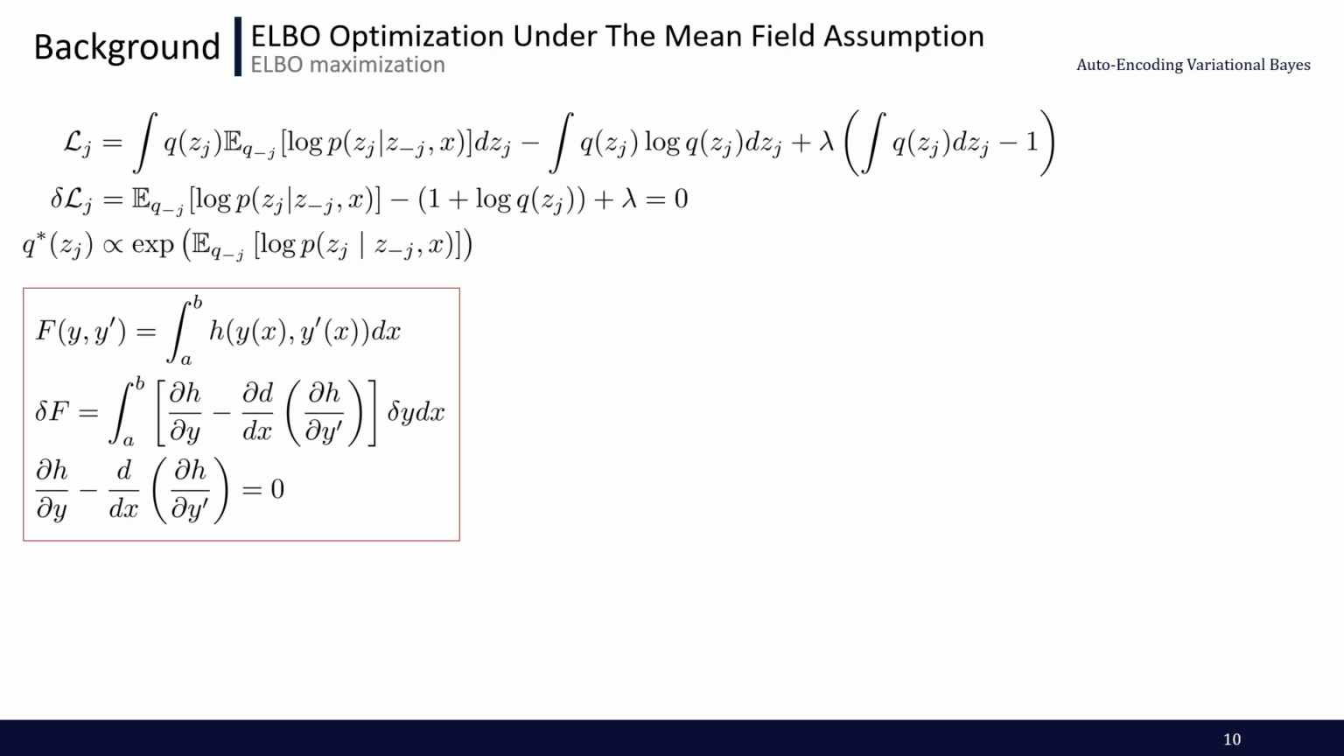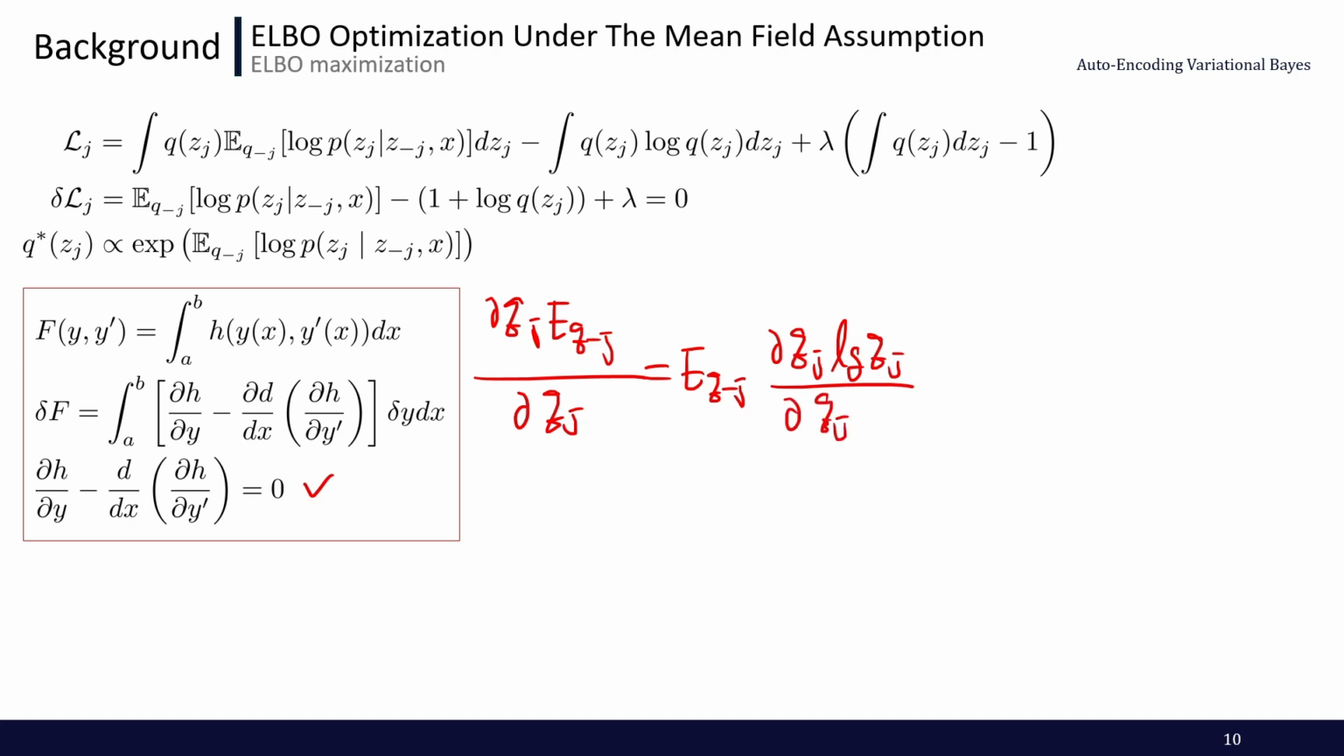To achieve a local maximum, the last equation is required. So we can differentiate like this. The partial of Q times expectation Q minus j with respect to Qj is just expectation Q minus j, and the partial of Qj log Qj with respect to Qj is log Qj plus Qj times the inverse of Qj. This is going to be log Qj plus 1. And the last term will be just lambda. And we can take the exponential on both sides and remove constants. Then we can get the Qj maximizing ELBO.